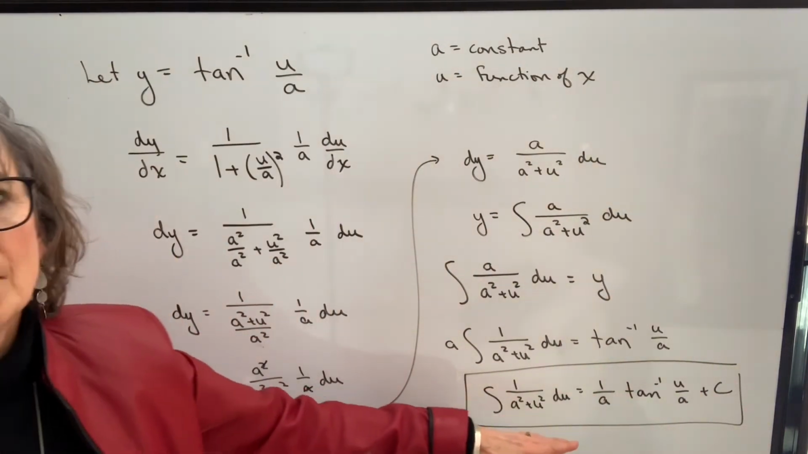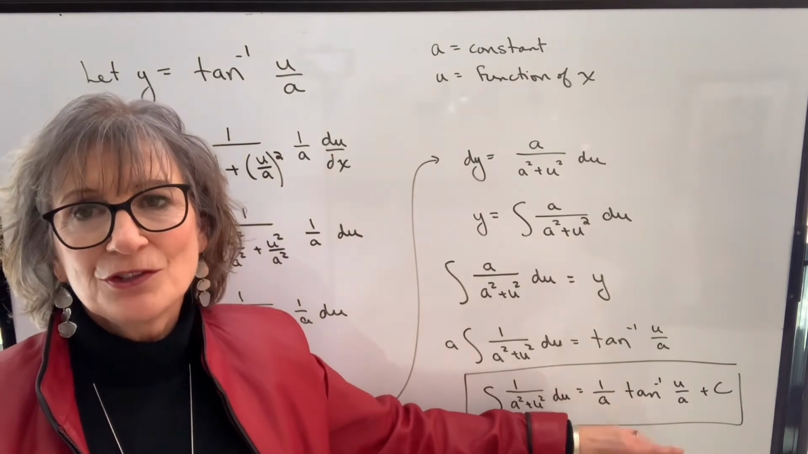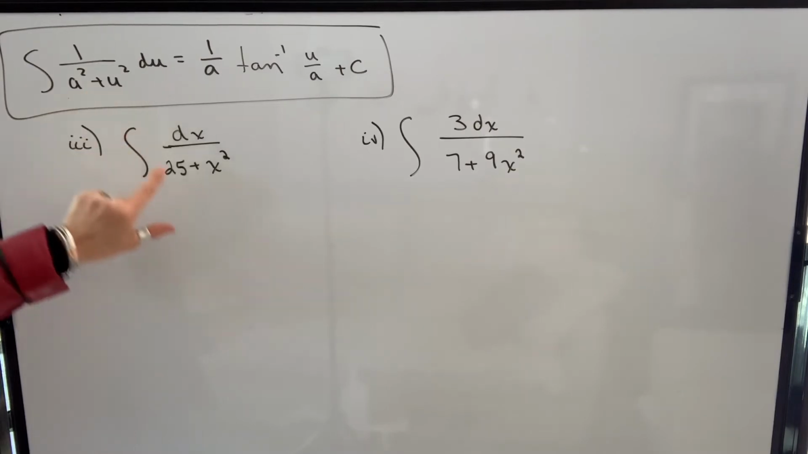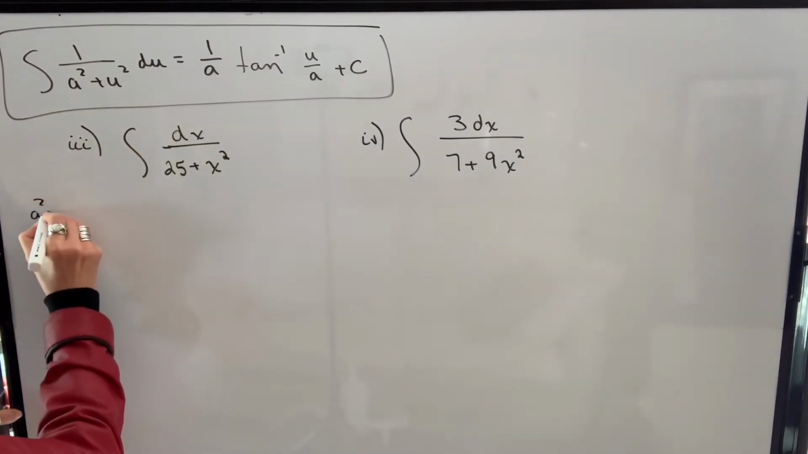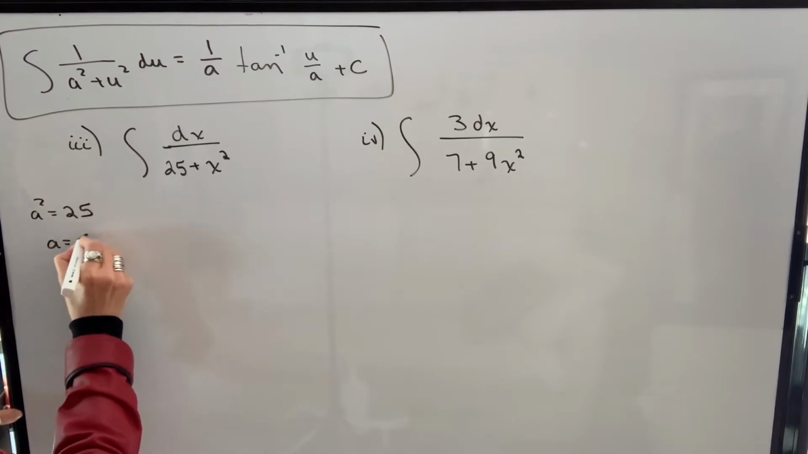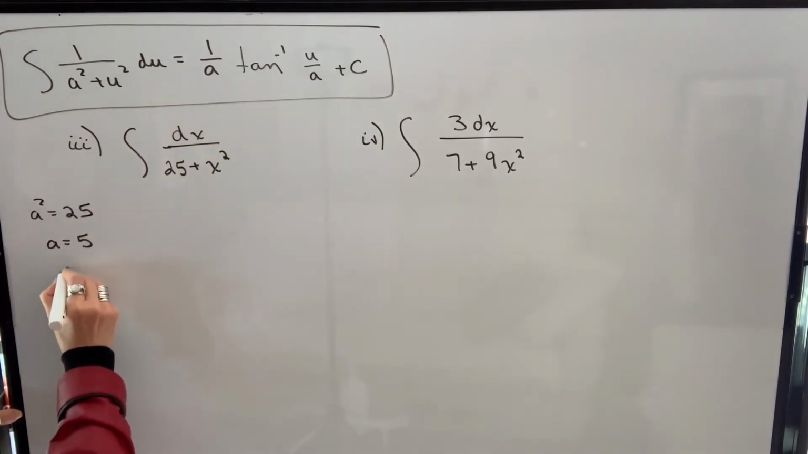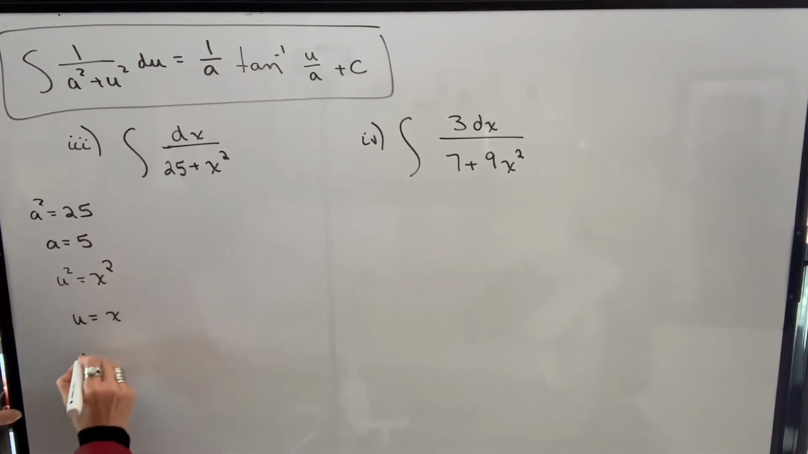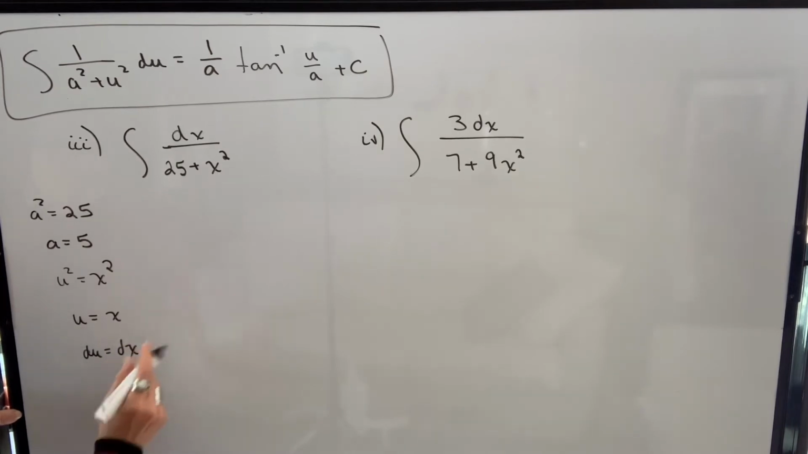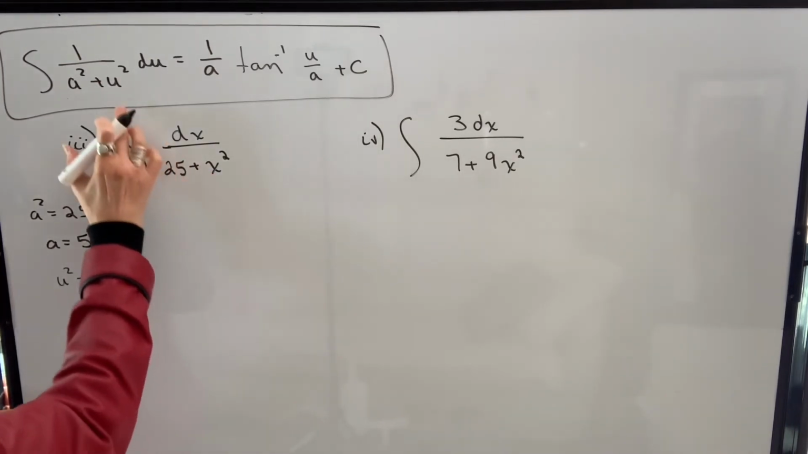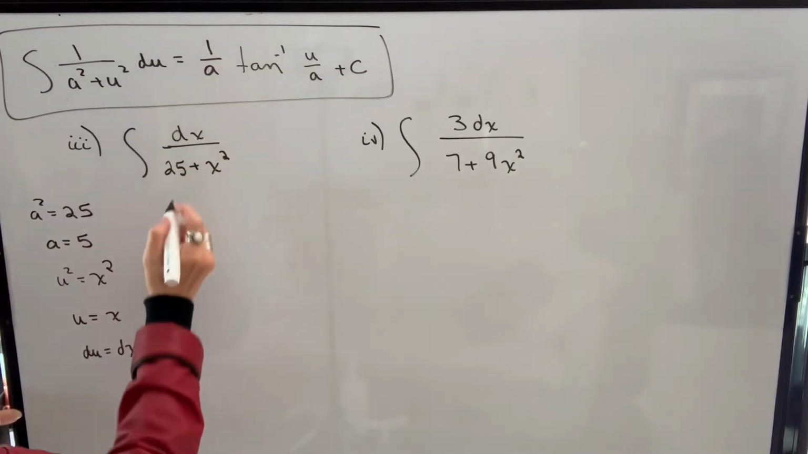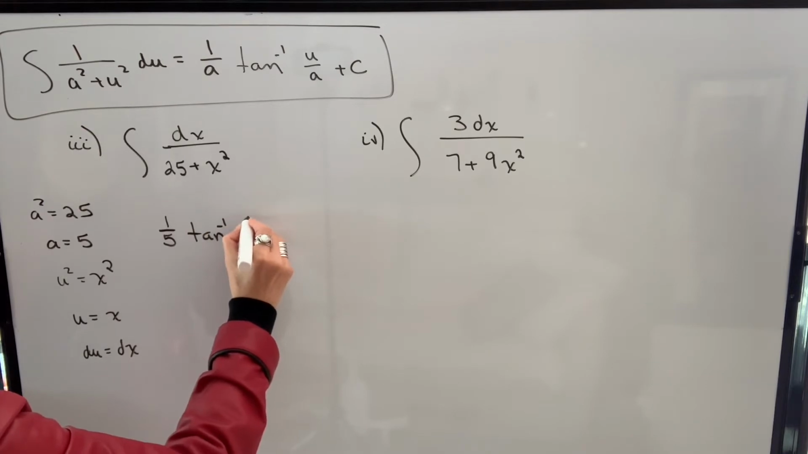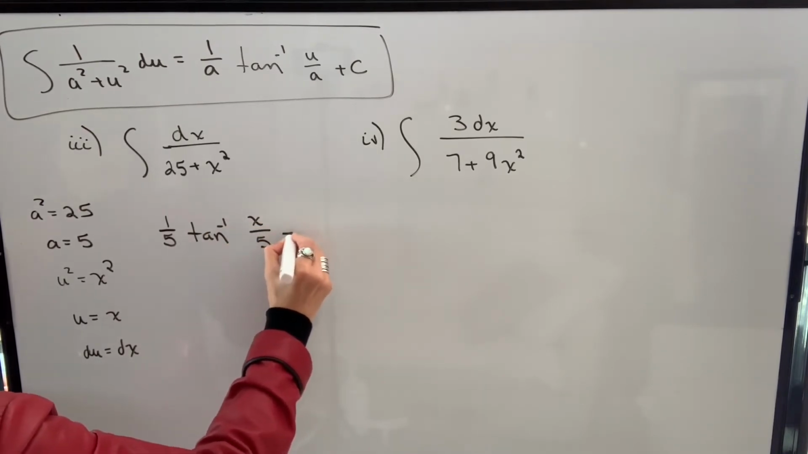So that's another important inverse trig form that we can use when we're integrating. Let's take a look at some examples. We're going to plug into this pattern. We have a squared equals 25. Therefore, a is equal to 5. We have u squared equal to x squared. Therefore, u is equal to x. Therefore, du is dx. So I don't have to do any manipulation. It fits my pattern. My integral will be 1 over a, so 1 over 5, times the inverse tan of u, which is x, over a, which is 5, plus c.